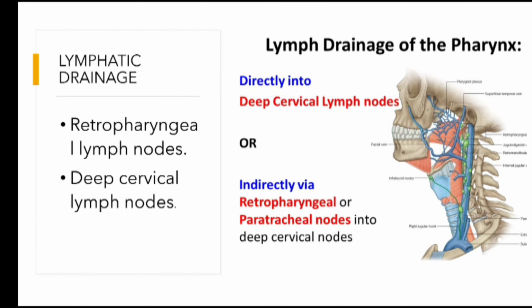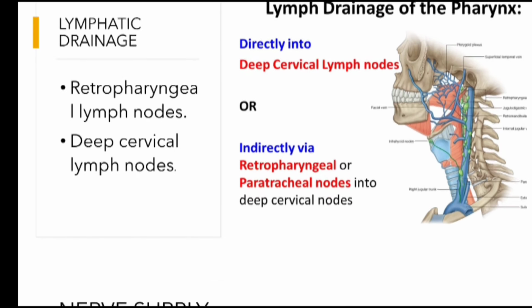The lymph drainage of the pharynx works in two types of systems. If the lymph drainage is direct, it goes directly into the deep cervical lymph nodes, or if it's indirect, it goes via the retropharyngeal or paratracheal nodes into the deep cervical nodes.